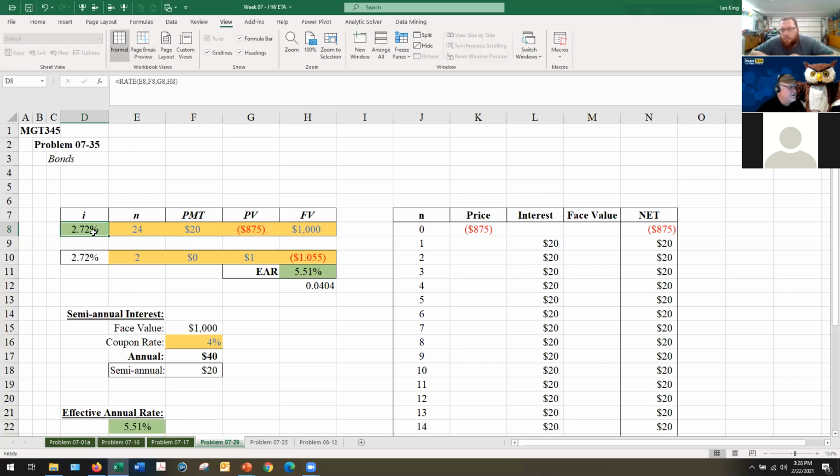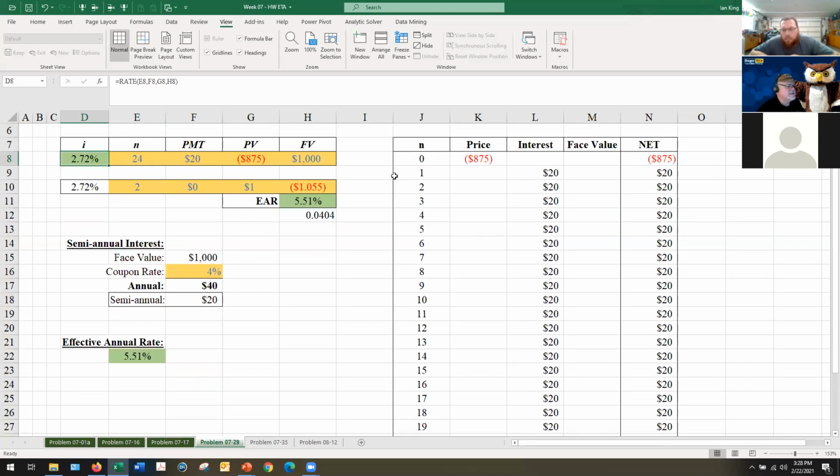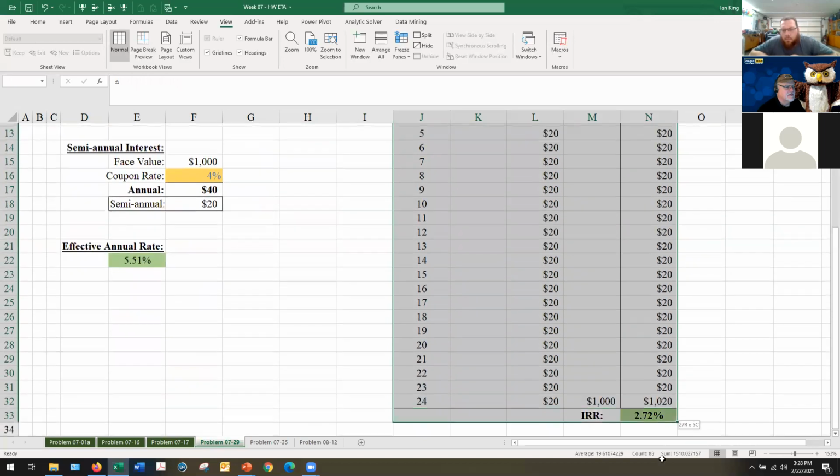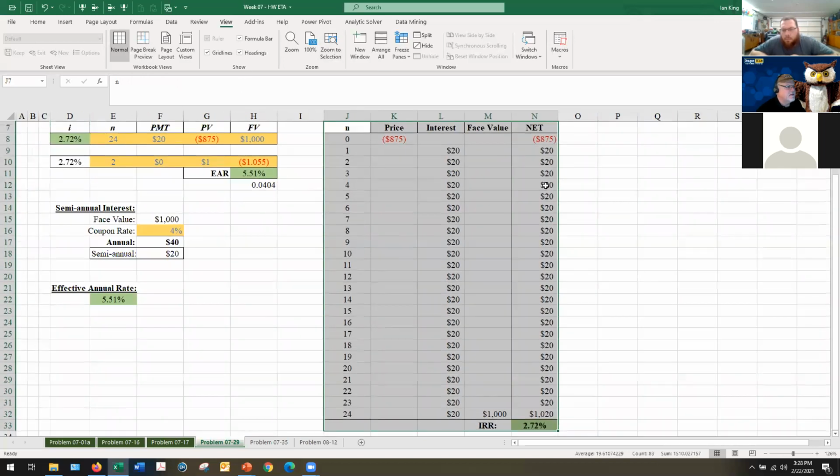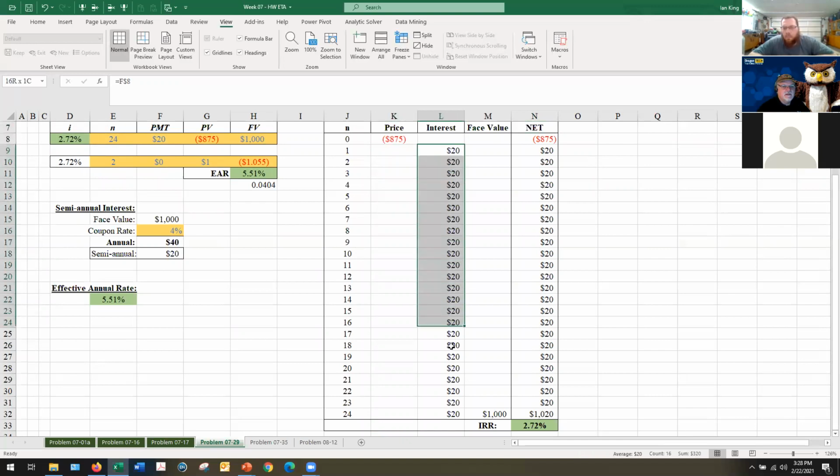Now, before I get down to the 5.5% part, I'll show the other way you could do it, and it gets you the same place. That is if you just did a cash flow diagram. I did price, interest, face value, and the net over 24 periods. At year 0, you pay $875. You get $20 every period.